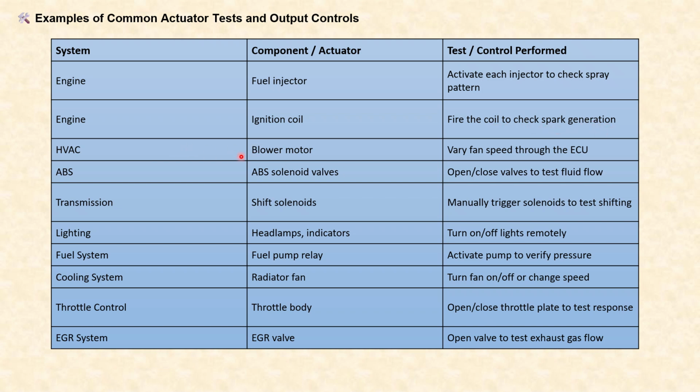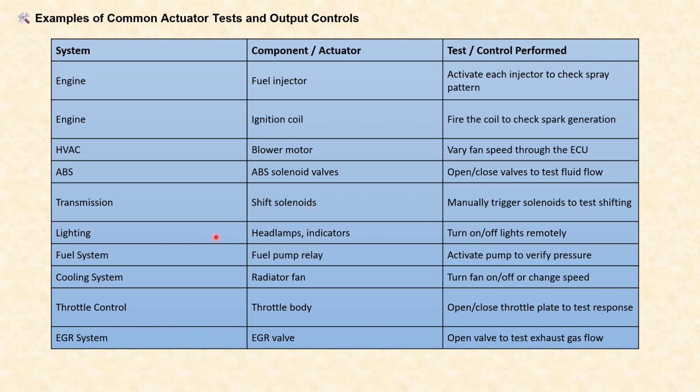Now, when it comes to HVAC, the important actuator is the blower motor, and we test to verify the fan speed through the ECU. And when it comes to the ABS system, ABS solenoid valves: open and close the valves to test full fluid flow. Now coming to the transmission, shift solenoids are a very important component, and the test is to manually trigger the solenoids to test the shifting, whether the shifting is happening properly or not. That is the actual test that is performed to check the efficacy of the shift solenoids.